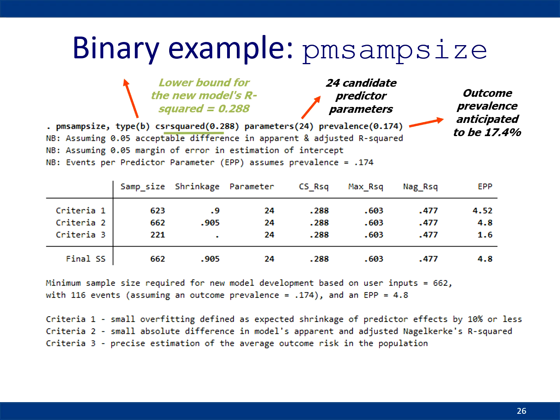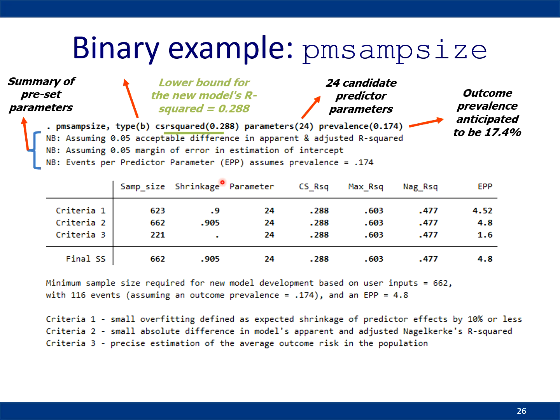We can see then as we go down the page that the next element points out a summary of some of the preset parameters in the program. So remember I mentioned that we're going to assume a small acceptable difference between our apparent and adjusted R-squared. We're assuming a small difference of 0.05. We're also assuming a small 0.05 margin of error in the estimation of the intercept. And we're going to calculate the events per predictor parameter, assuming the prevalence that we've input is reflective of what we will see in our development data.